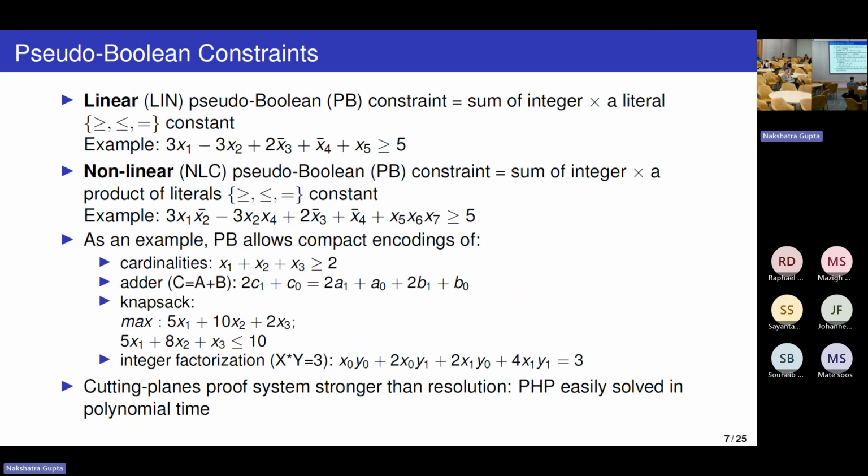So what is pseudo-Boolean decision and optimization? We have linear inequalities as the constraints. They also had a track on nonlinear constraints. And then you can, of course, have an objective. So decision and optimization problems separately.